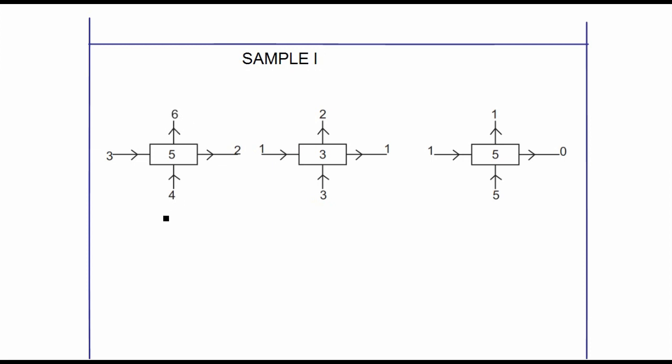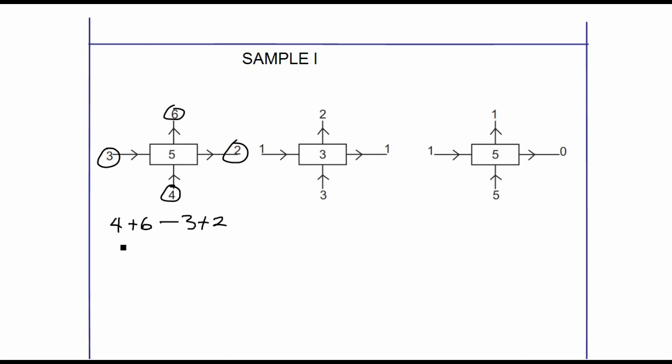So let me write that. 4. I'm following the arrow. That's the reason. 4 plus 6. That's 10. Minus 3 plus 2. This 3 plus this 2. 4 plus 6 minus 3 plus 2.